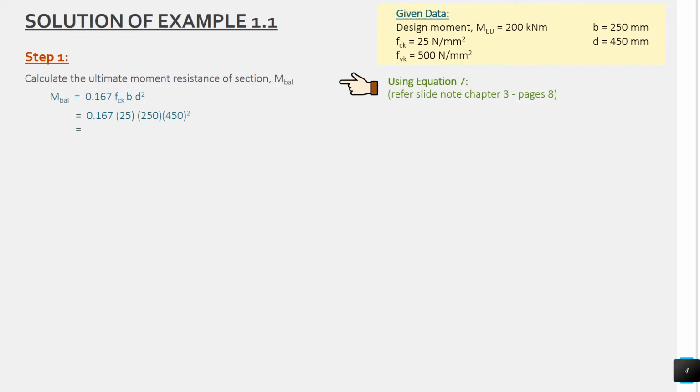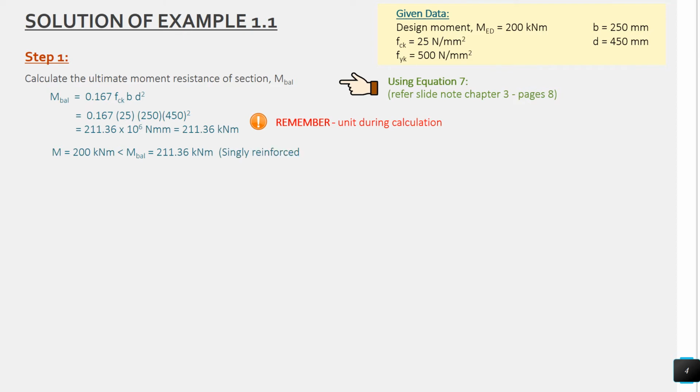The answer is 211.36 times 10 to the power of 6 N·mm, and in unit kNm it is 211.36. So, M is 200 kNm, less than M bal, which is 211.36 kNm. The cross-section of the beam is a singly reinforced rectangular beam.